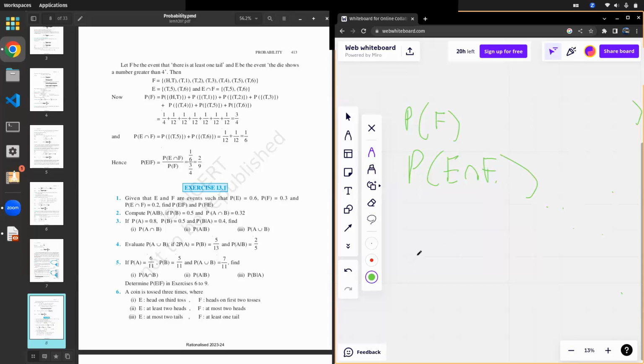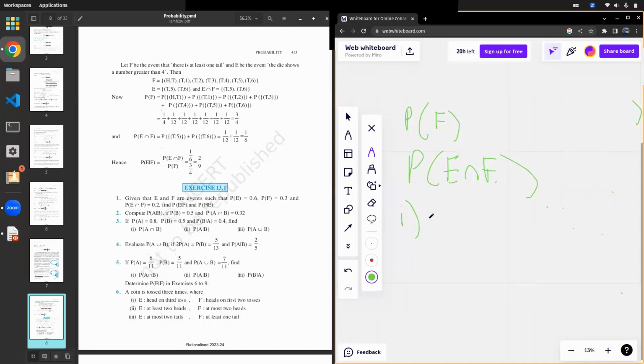Okay, for the sixth, first the probability of F. Here a coin is tossed 3 times and event F is that heads come on the first 2 tosses. So this probability is easy to find. It is given that when we toss 3 times, we have to find the probability that there will be heads on the first 2 tosses.